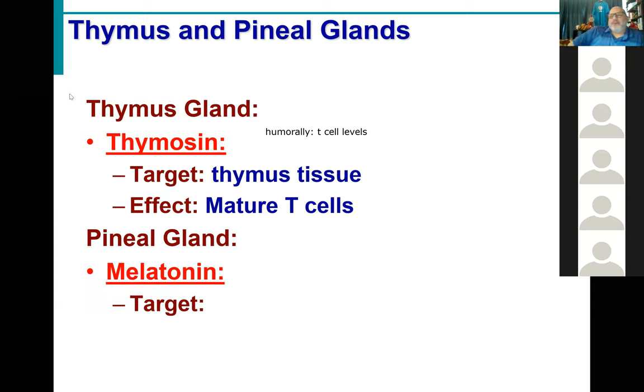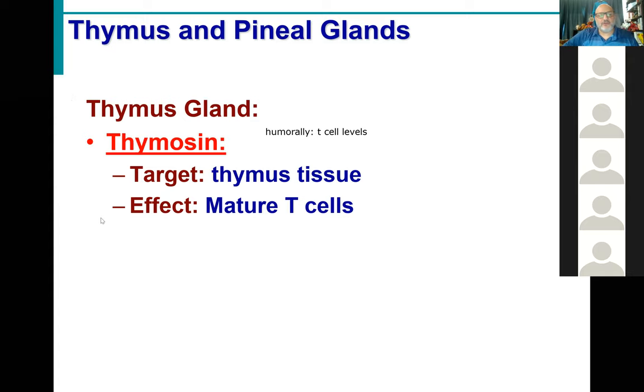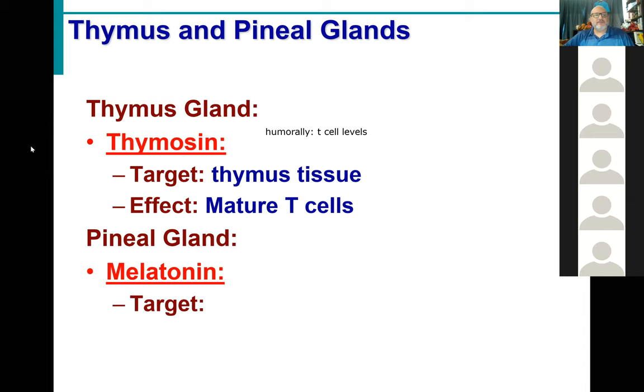Let's talk about our next gland, the pineal gland, also known as your first chakra, also known as your third eye. Pineal gland produces a hormone, melatonin. Oh, I know that one. That's the one that makes your skin dark, right? Makes you sleep. That's right. Melatonin is not the thing that makes your skin dark. What makes your skin dark again?